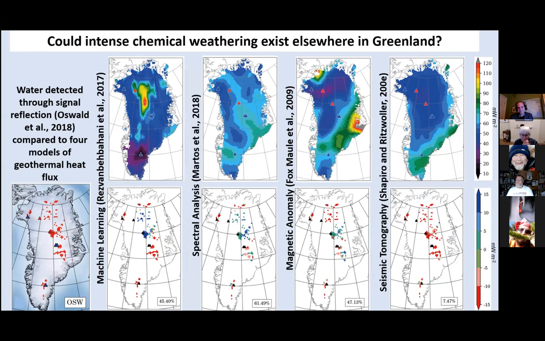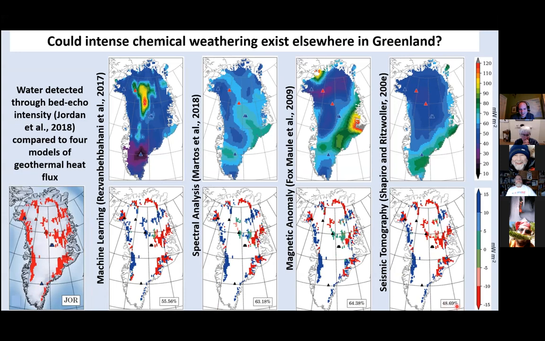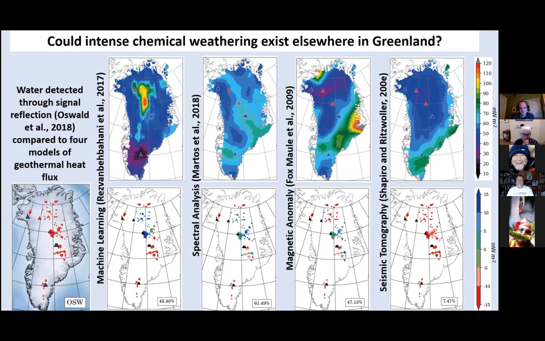So these are the percentage of this basal water that could be explained by that heat model. For most of them it's around 50%, but for this one it's only about 10%. It's better for this data set, but for this one in particular, in the center, the seismic tomography says it should all be cold, and so almost none of this liquid water is explainable in the seismic tomography model. These figures are the work of Saruj Rezvan-Bebahani, who has worked with me in developing this notion that there could be brine.